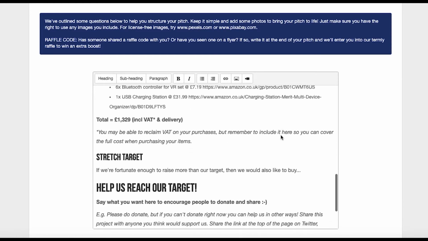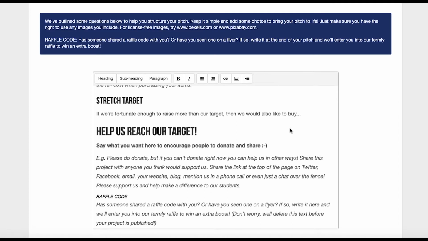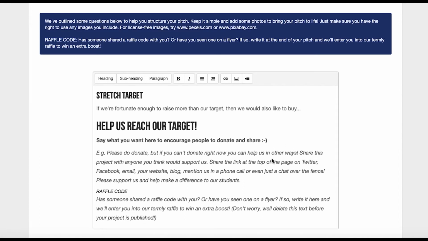You can keep fundraising after you've hit your target. This is known as your stretch target. So type here what else you would like to purchase. For example, another set of VR headsets or a portable storage device for the headsets. You can also write a personal note encouraging people to donate to help you reach your target.